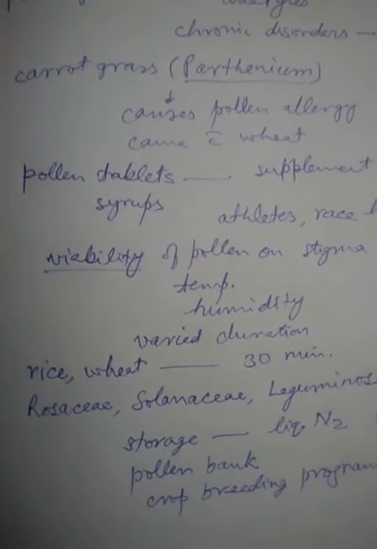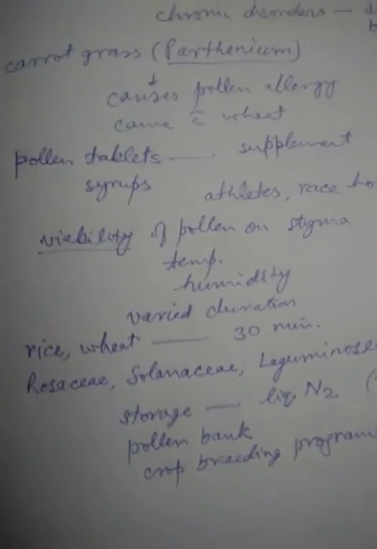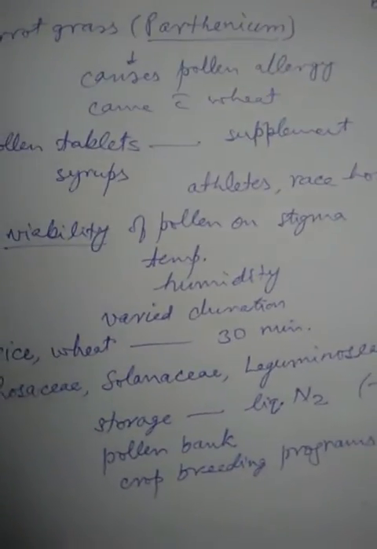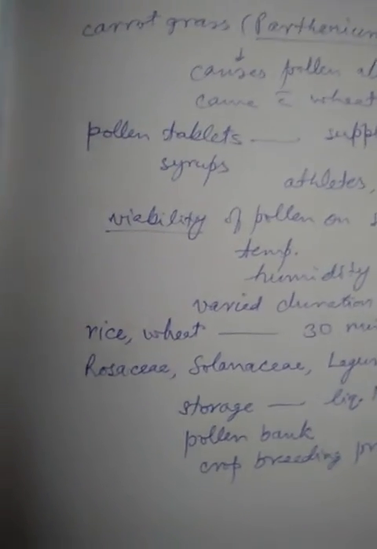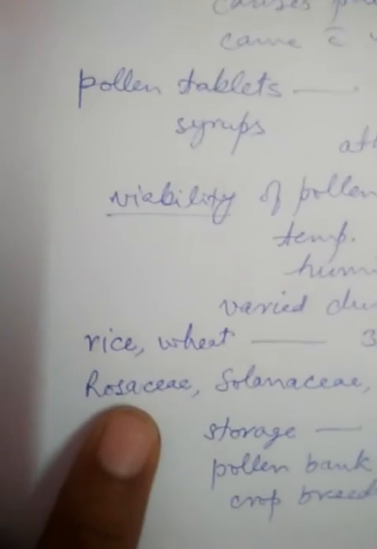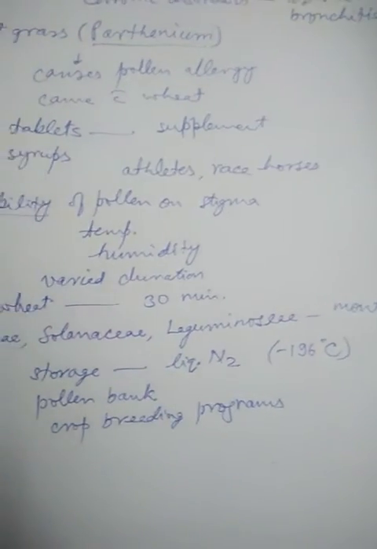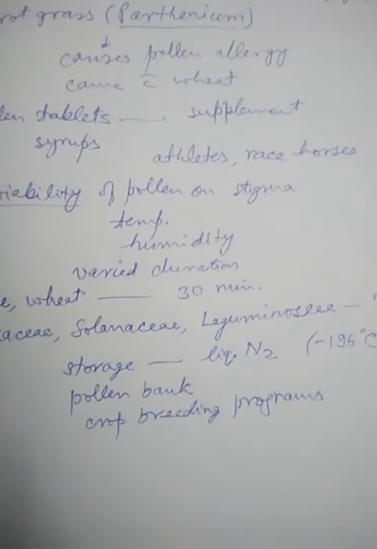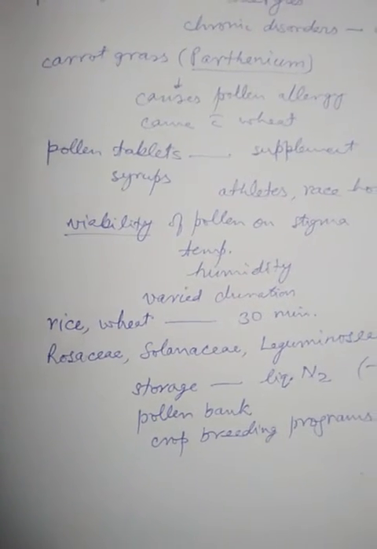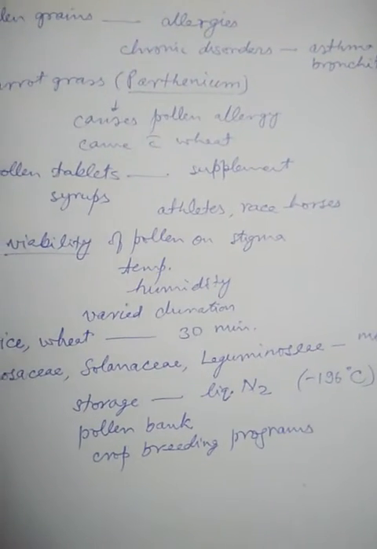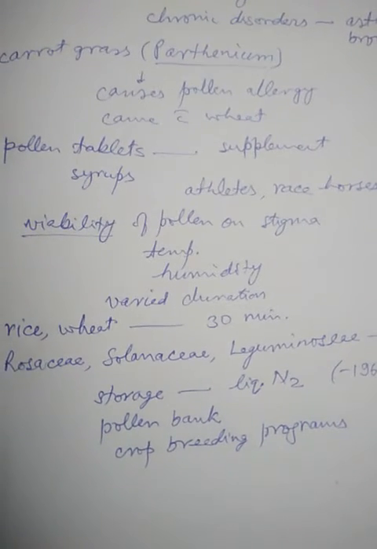However, in a large number of plants, this viability period may extend for several weeks, for several months, or even several years sometimes. So in members of the family Rosaceae, Solanaceae, and Leguminosae, the pollen viability actually extends to several months. So Solanaceae का member potato है, आप सबको पता है, right? Leguminosae का member है garden pea. So here the pollen viability is much more as compared to the rice and wheat.